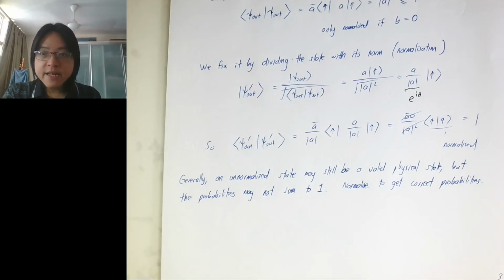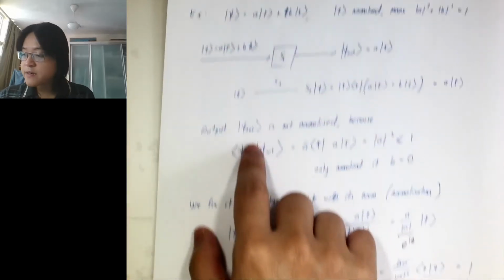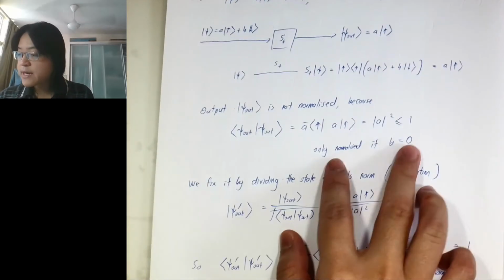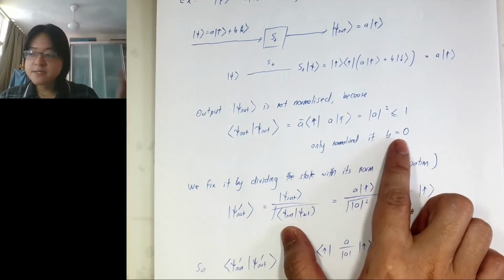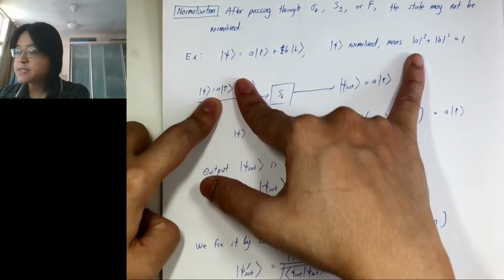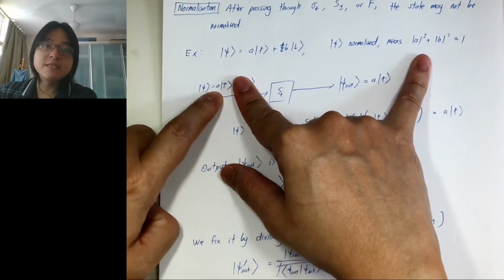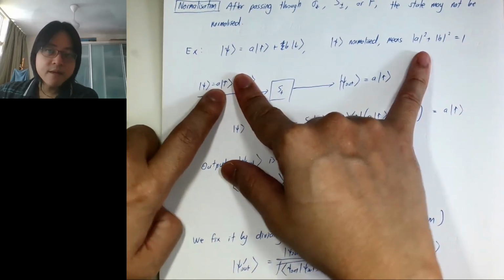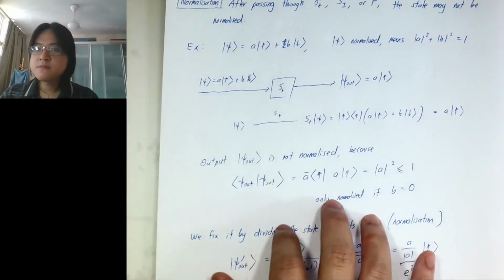Correct. If psi is A up, then there is no need to normalize. Yes, it's only already normalized if B is 0. So if B is 0, it's just A up, and the original normalization means A equals 1. Then yes, it's normalized.